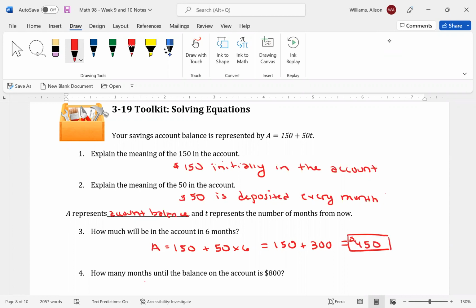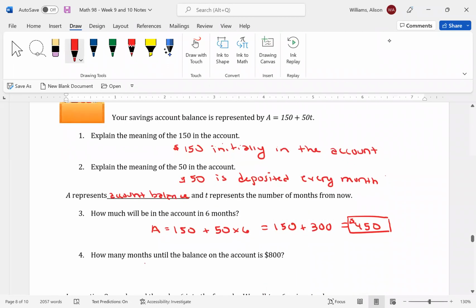How many months until the balance reaches 800? Okay, so if we want to get to 800 as our goal, we can take out the original 150 that's already in the account. That's going to give me 650 when I subtract that. So I need to add in $650 more dollars. I'm going to divide by 50 because I'm going to do $50 a month. If I grab my calculator and put in 50, that gives me 13. So 13 months.